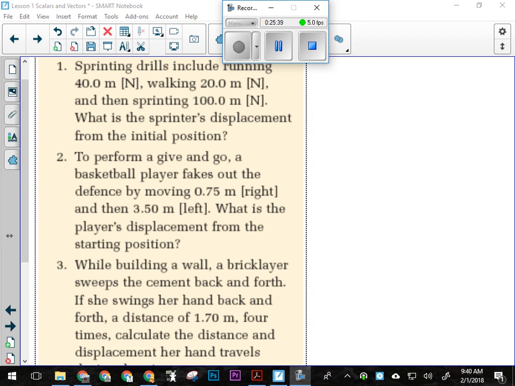All right, so for our first question here, these sprinting drills include running 40 meters north, that's what the N stands for, walking 20 meters north, and then sprinting 100 meters north. What's the sprinter's displacement from the initial position? Well, they're all in the same direction, so all I have to do is add them all together. So we're going to be looking at 160 meters north. It did ask for displacement, so I do have to put the direction on there. Had the question just asked how far did they go, then it would just be 160 meters. No direction, because it doesn't matter.